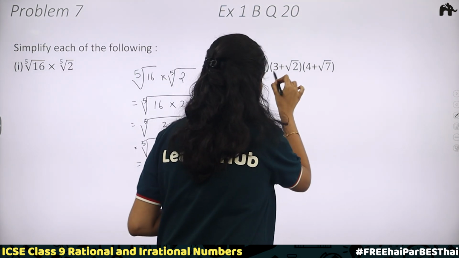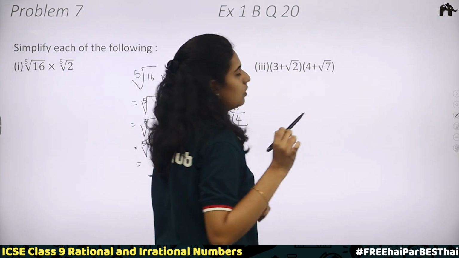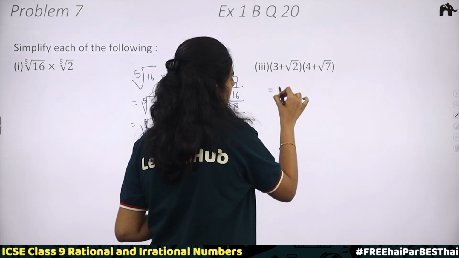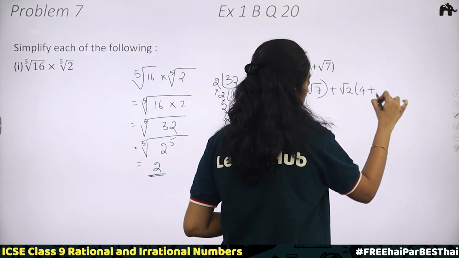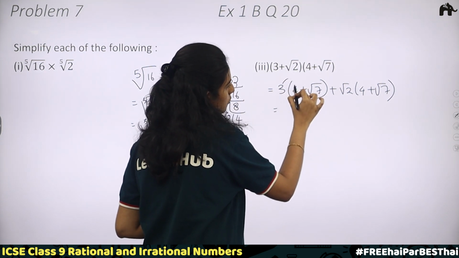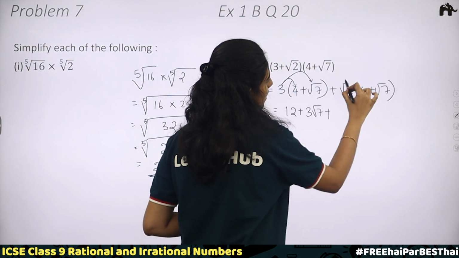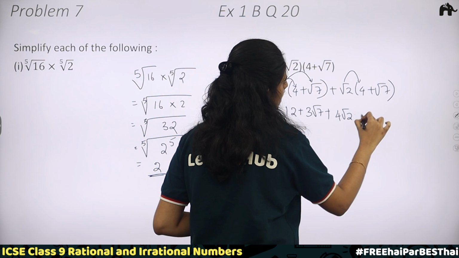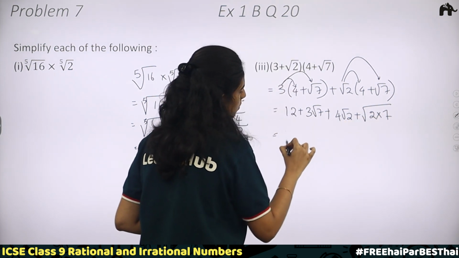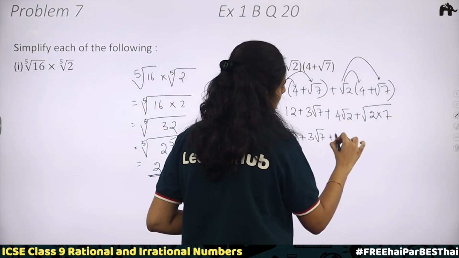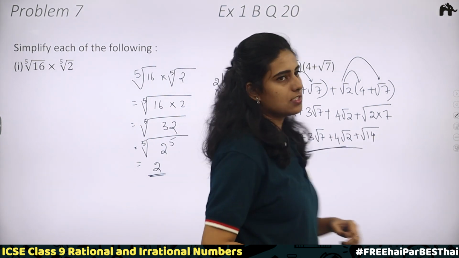So, the third one, this is sub question 3 of question 20. 3 plus root 2 into 4 plus root 7. Multiplying 3 into 4 plus root 7 plus root 2 into 4 plus root 7, that is equal to 3 into 4, which is 12, 3 into root 7, 3 root 7, plus root 2 into 4, 4 root 2, plus root 2 into root 7, that is root of 2 into 7, that is equal to 12 plus 3 root 7 plus 4 root 2 plus root 14. So this is your answer. This is a simplified form.